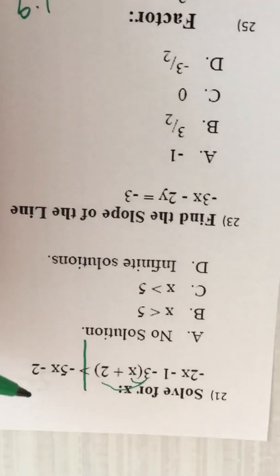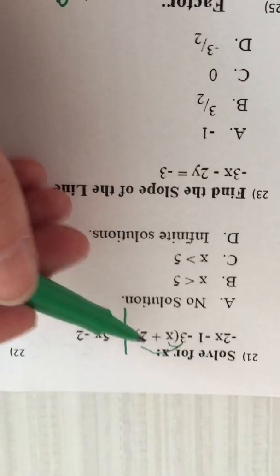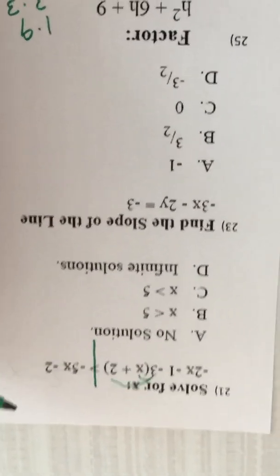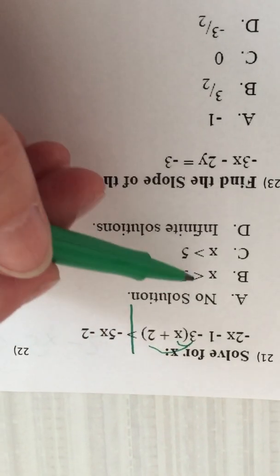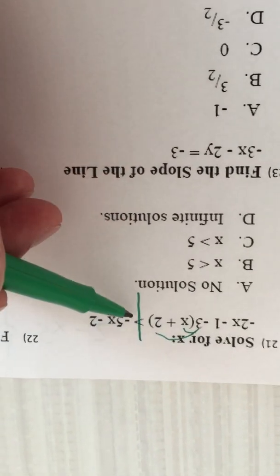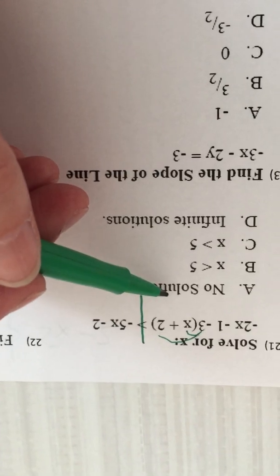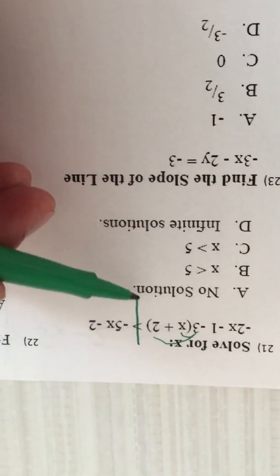Right now, let's go to number 21. This is solve for x. Now, if this had been an equal sign, we could have put it in the graphing calculator and just let it do all the solving for us. But since it's an inequality, we can't do that. And if you look at the answers, neither one of these have a line under them, so I can't rule any of the answers off. And it could be a no solution or infinite, so we just need to solve this by hand.